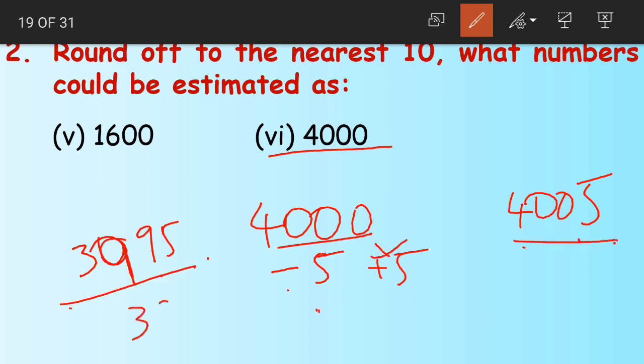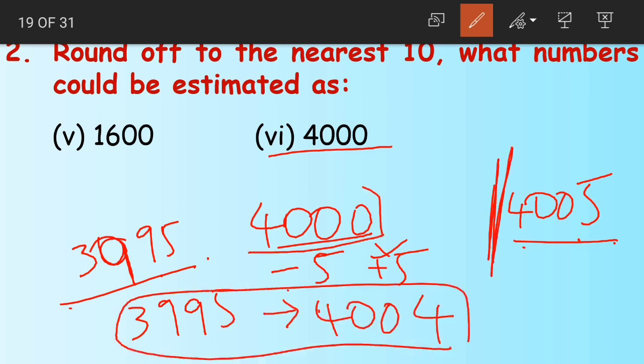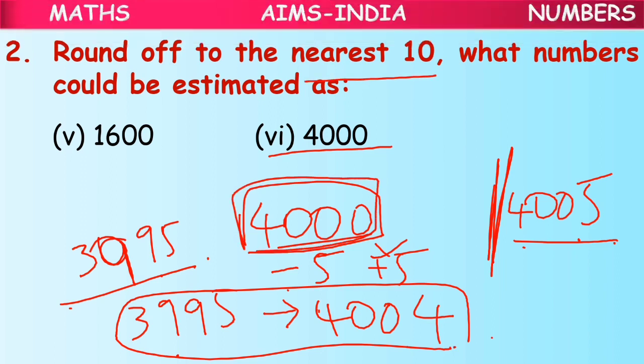So the numbers from 3995 till 4004 can be estimated as 4000. When rounded off to the nearest 10, it will be written as 4000. Yes students, is this clear?